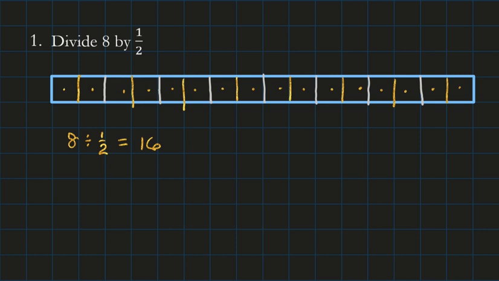which means 8 divided by half is the same as 8 multiplied by 2, which gives you 16.